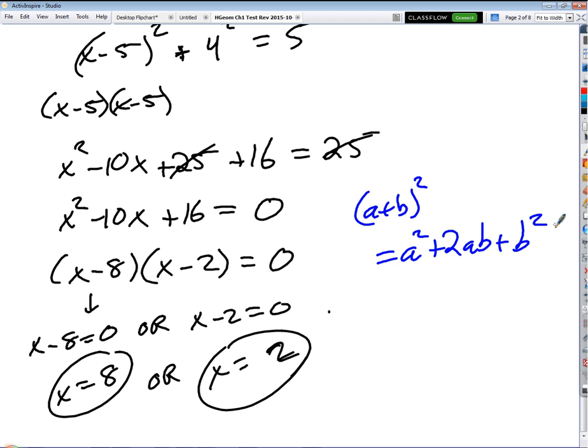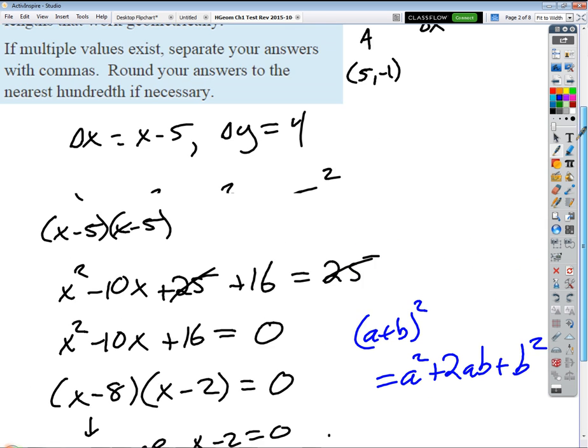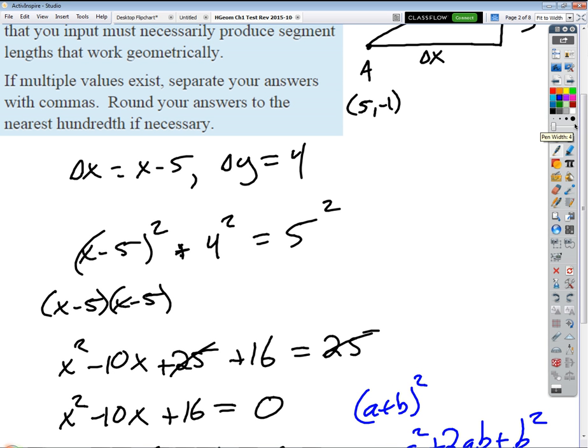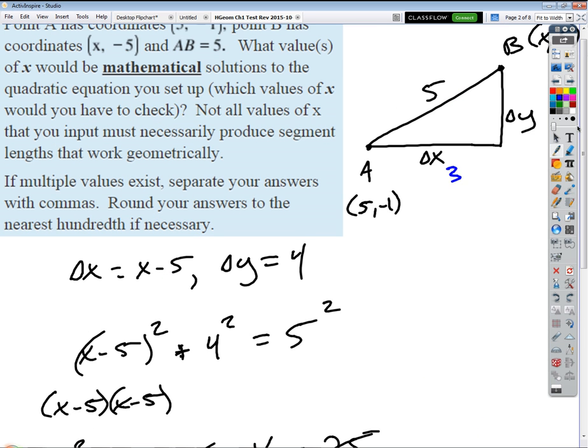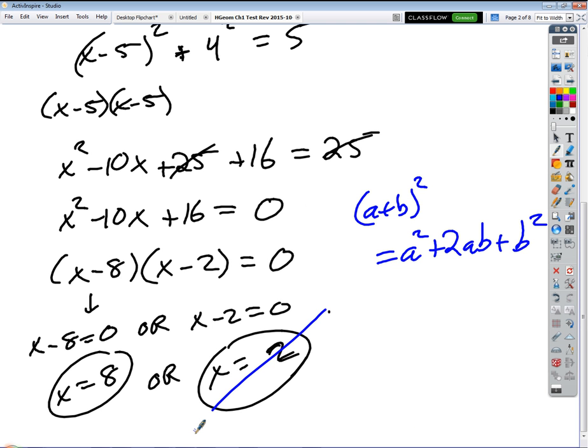Okay. If we actually plug these in, look what happens. If I plug in 8 for x, I get delta x equals 3. Okay, so that would make this side length 3. That works, doesn't it? If I plug in 2, I get delta x equals negative 3. Can you have a side length in a triangle that's negative 3? No. So in reality, we would have to discard the x equals 2 solution. That's what we call an extraneous solution. The math gods gave it to us, but it doesn't apply to our situation, right?